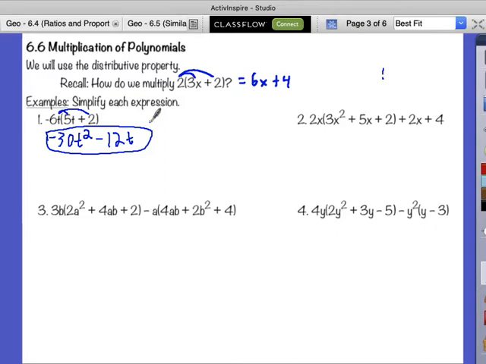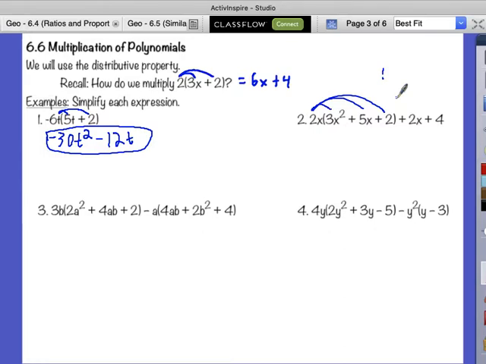Any questions on that? Okay, let's try this next one. What are we going to do with this 2x? You're going to distribute it into the parentheses. I distribute it to the 2y to the second, I mean 3x to the second, and then to the 5x and then to the 2. Do I distribute the 2x to the 4? No, because it's not in the parentheses. Exactly right. 2x is only multiplied to everything inside the parentheses.